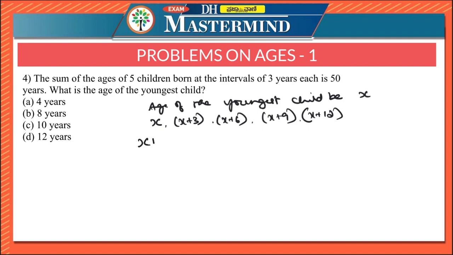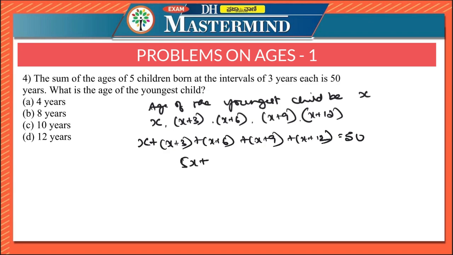Let us add all this. X plus X plus 3 plus X plus 6 plus X plus 9 plus X plus 12 equals 50. So 1, 2, 3, 4, 5, 5x plus 30 equals 50. Therefore, 5x equals 20. X equals 4. Therefore, X is the age of the youngest child. Hence, the answer here is A, 4 years.